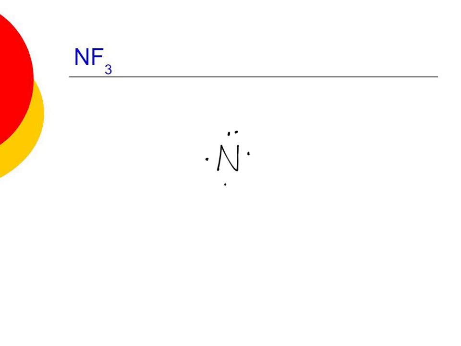Then fluorine. How many fluorines do I have, Everett? 7 valence electrons. How many fluorines? Yes, 3, right, because my subscript is 3 for the fluorine. So you said we had 7 valence electrons, so we'll go ahead and get that. 1, 2, 3, 4, 5, 6, 7.